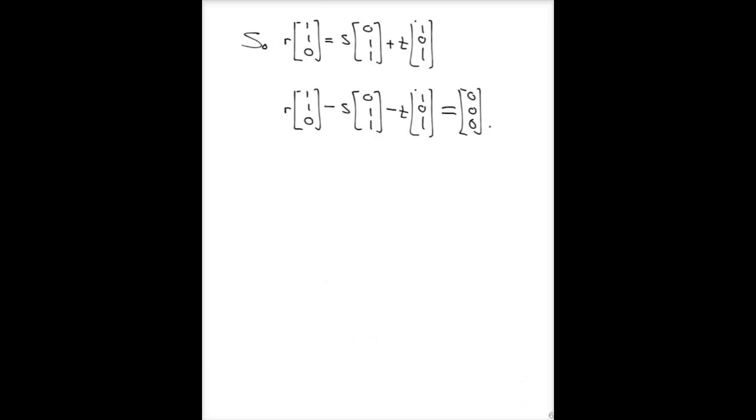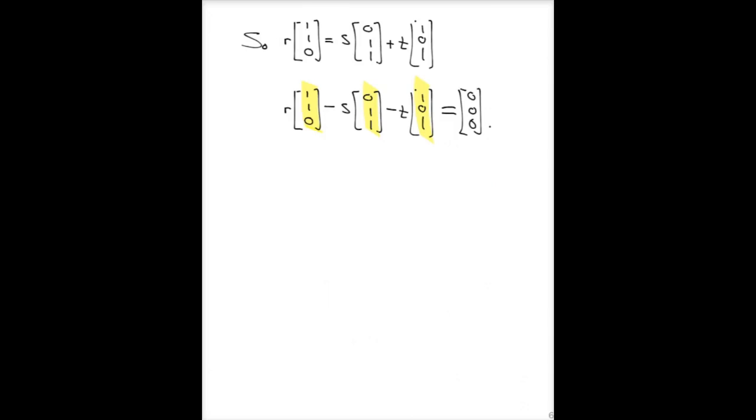So this thing, w = r times (1, 1, 0), since it's in the span of these two things, can be written as some linear combination that looks like this. And we can slightly rearrange this to look like this equation. But now what we have in front of us is a linear combination of these three basis vectors giving us the zero vector.